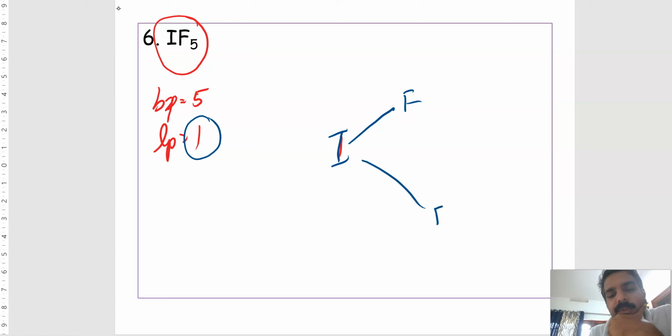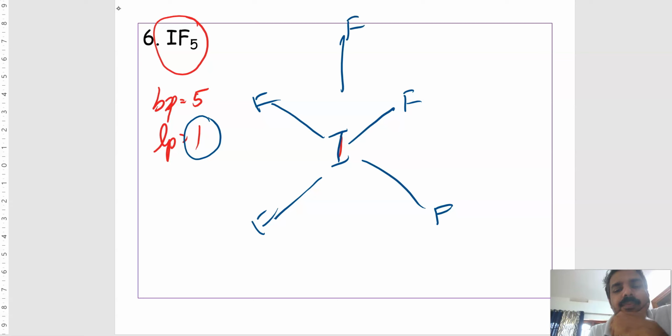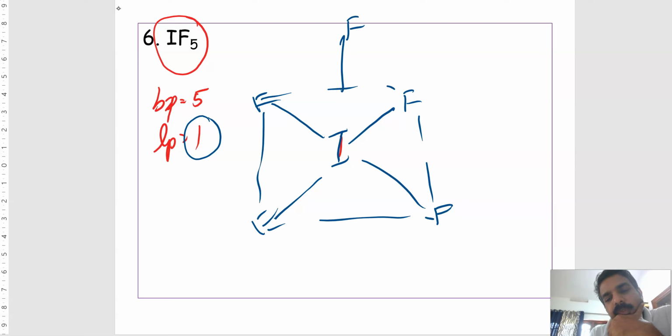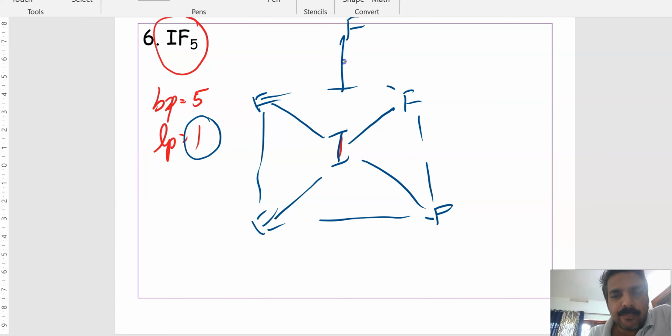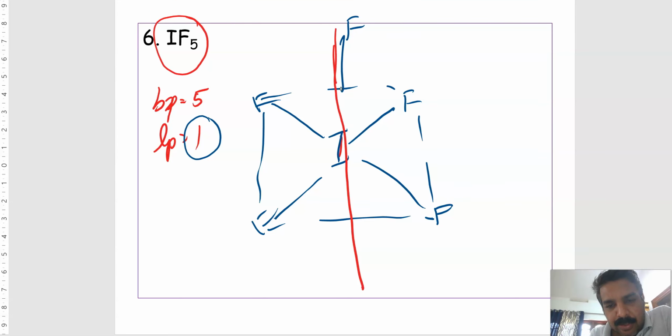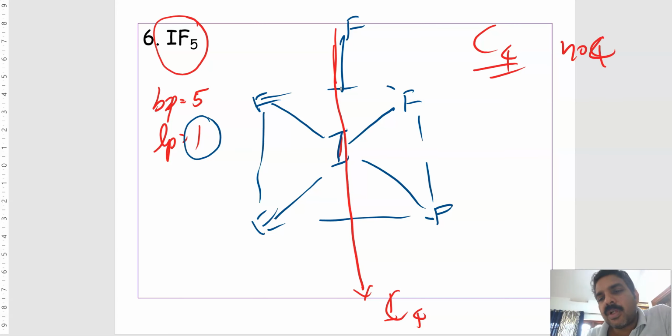F is here, F. So a square base and 1 F like this. Square pyramidal molecule. Of course, the rotation axis passes through this fluorine and the center of this iodine. Okay, it is a C4 axis. But there are no C2s perpendicular to C4. It is C4, but no 4 C2 perpendicular to C4.